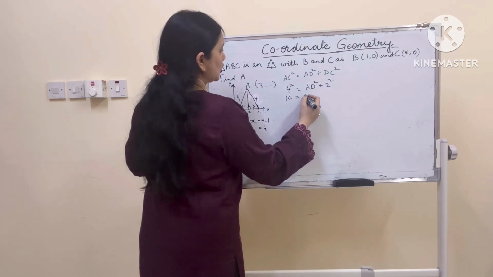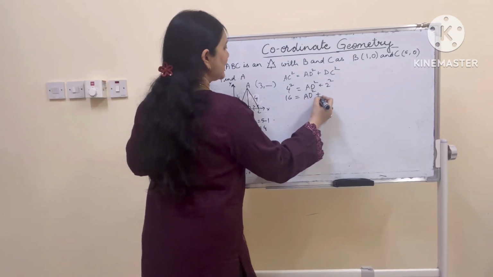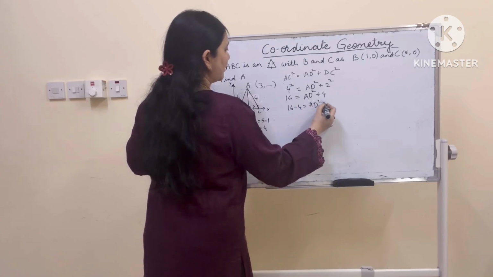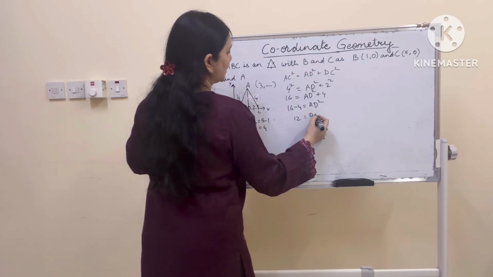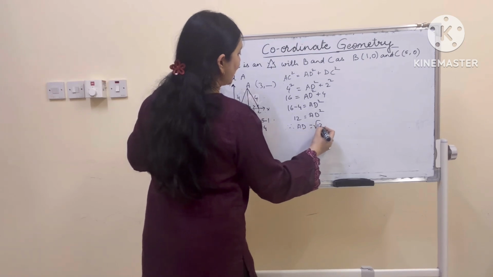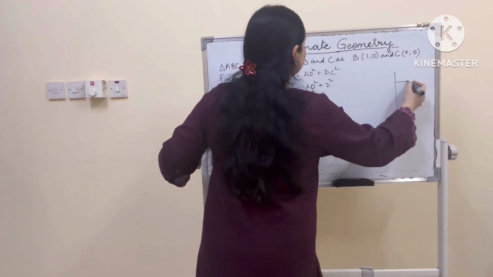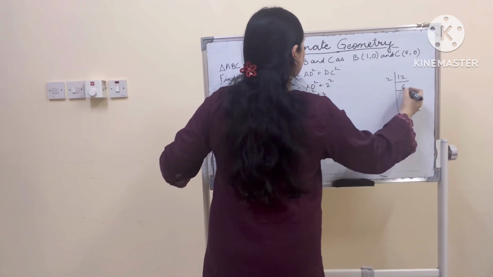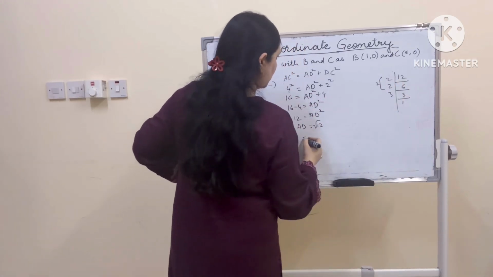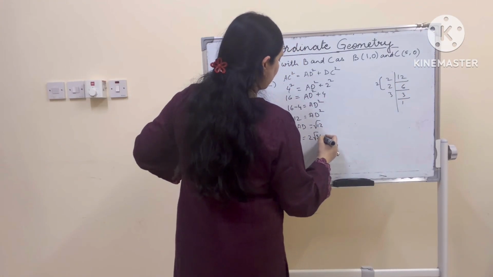16 is equal to AD square plus 4. So 16 minus 4 will be AD square. 12 is AD square. What will be AD then? Under root 12. That will be 2 root 3 units.